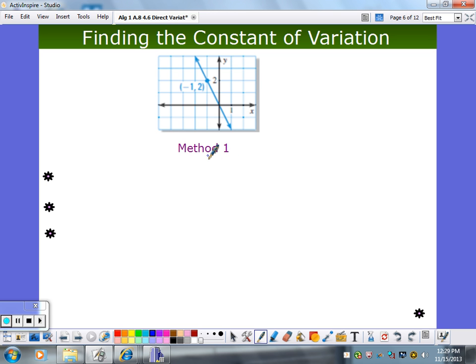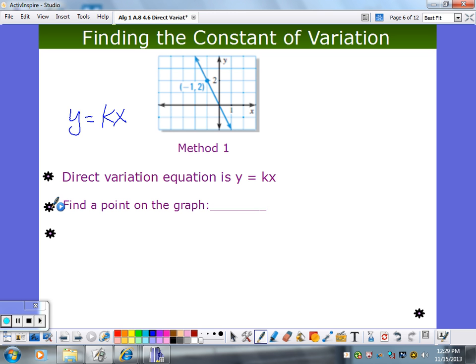Finding the constant of variation now. How do you find it if you have a line? There's a couple of different ways to do it. Two different ways. So you always start with this. I hope you're going to be writing this a lot as you're doing this homework, because we need that in our brains. Now what you can do is find a point on the graph. Not 0, 0, but another point on the graph. So where is there a point on the graph? Oh, here, they just gave us one.